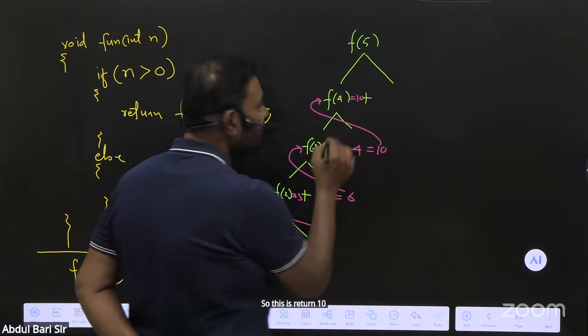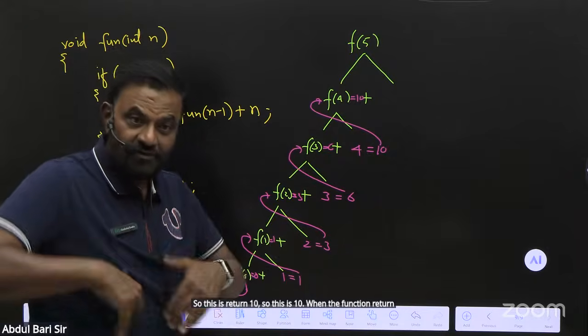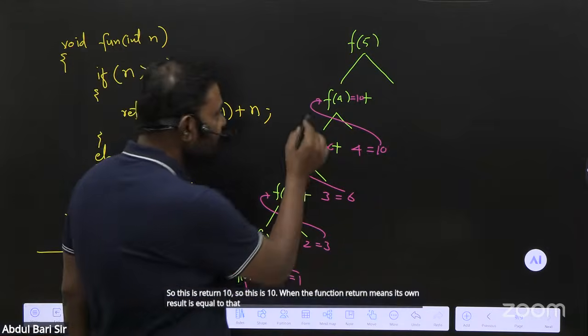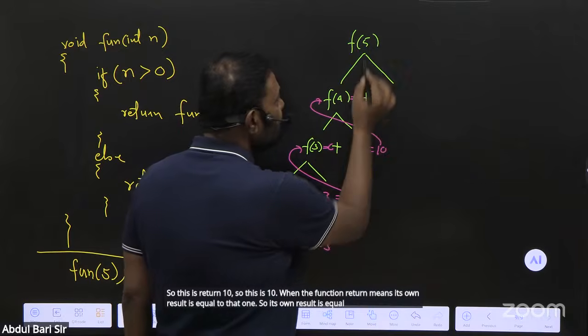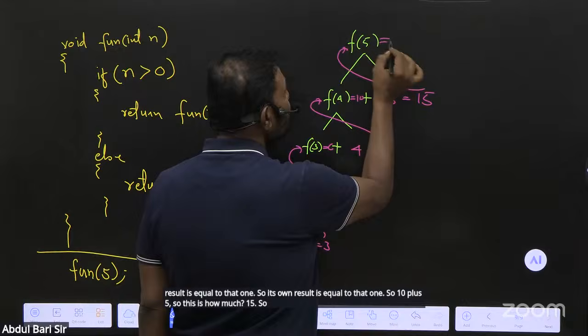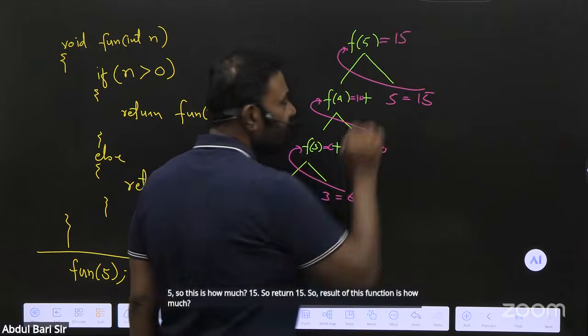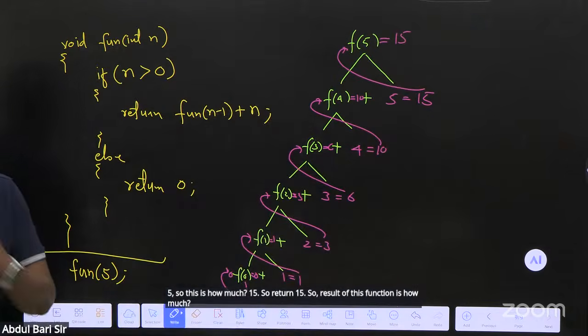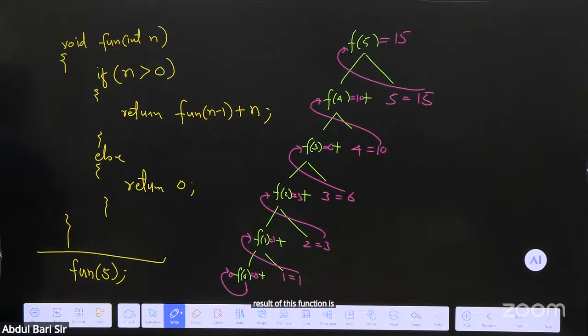When the function returns, its own result is equal to that one. So 10 plus 5. So this is how much? 15. So return 15. So the result of this function is how much? 15. The result of this function is 15. All right.